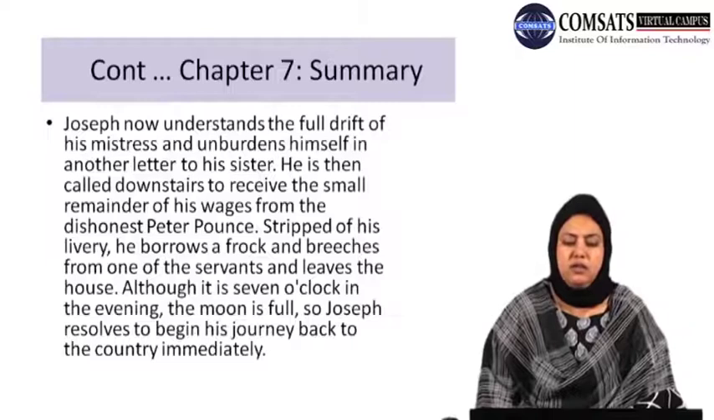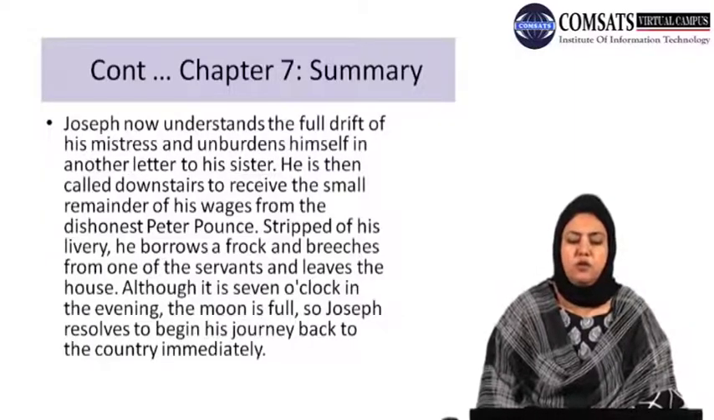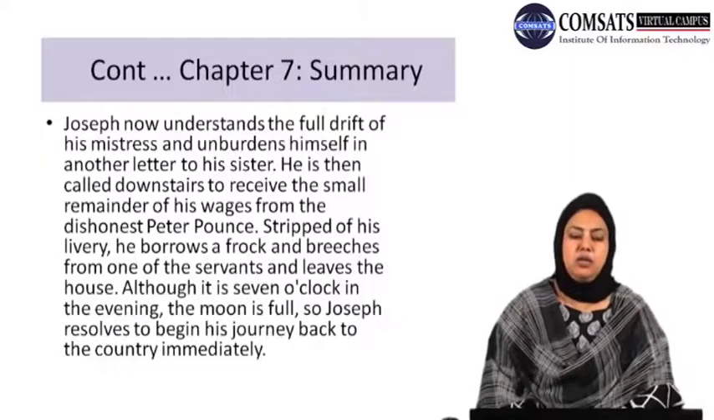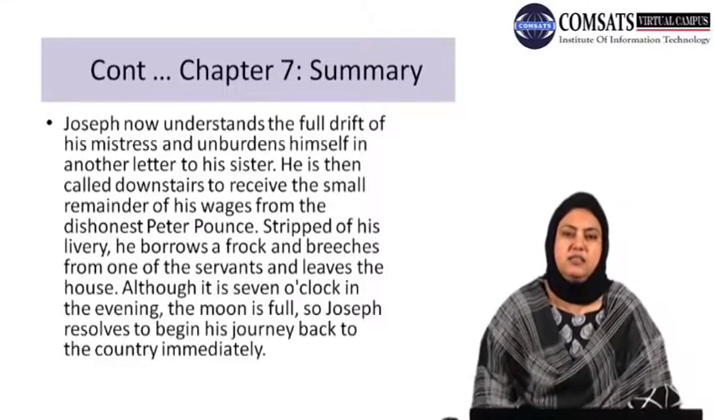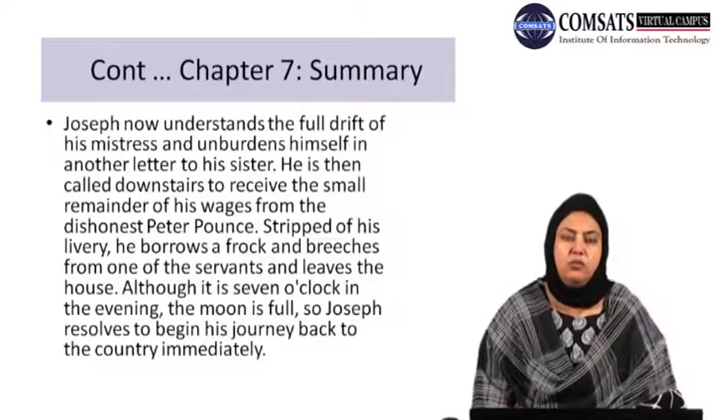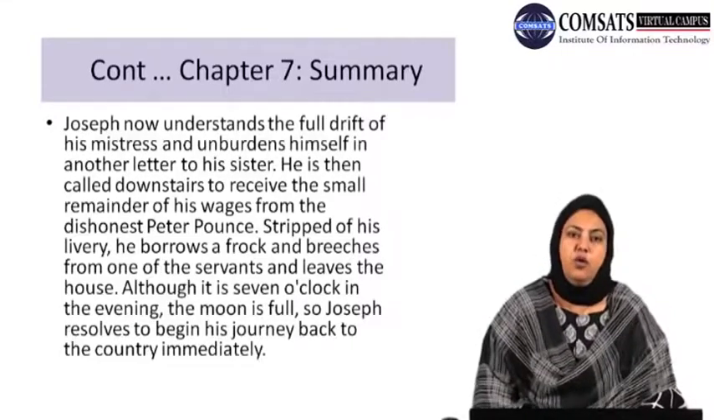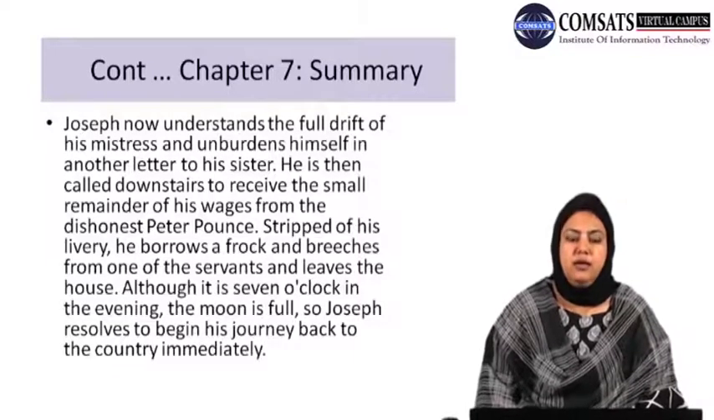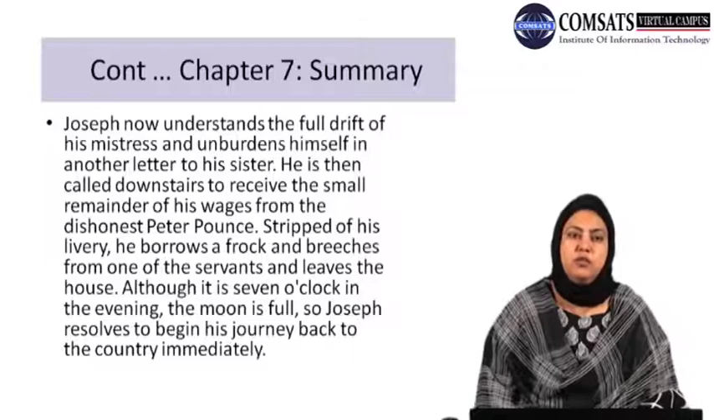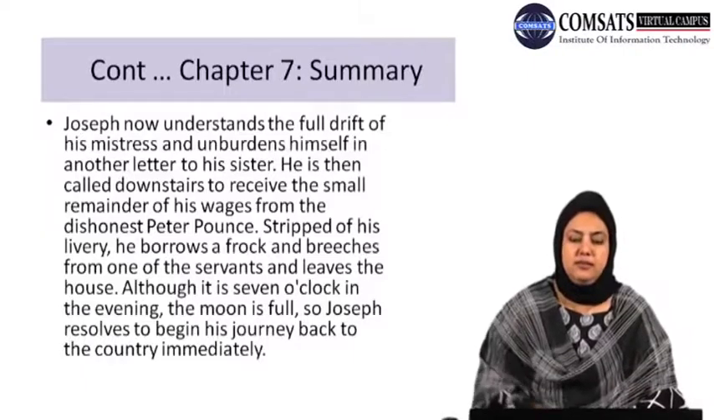Although it is 7 o'clock in the evening, the moon is full, so Joseph resolves to begin his journey back to the countryside immediately. It is also important for us as readers to notice that he decides to go back to the countryside. All the effects of the city life that have influenced him so far, as he would start moving towards the countryside, gradually and slowly he would be purified of all those negative influences.